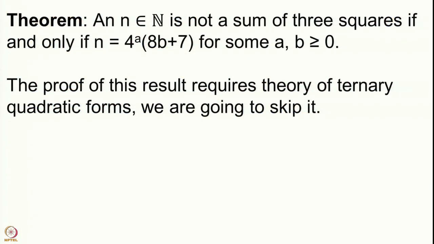So, similarly, the proof of this result requires the theory of ternary quadratic forms. Some people also call them tertiary quadratic forms. Of course, we are going to skip it because we do not have time to spend some more lectures on the theory of ternary quadratic forms, which is a very interesting theory by the way, and it would give us this result, giving us an explicit description of the numbers which are represented by a sum of 3 squares.